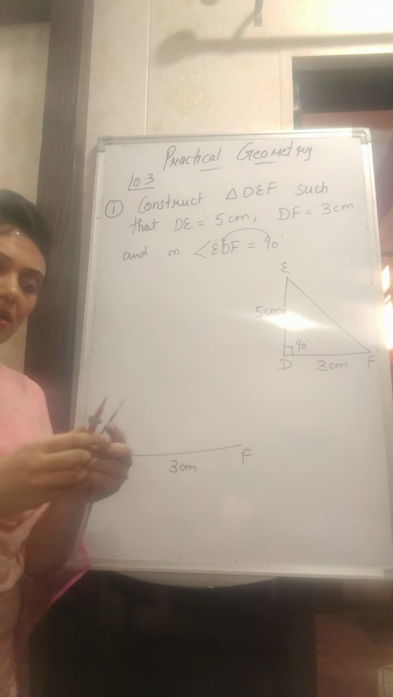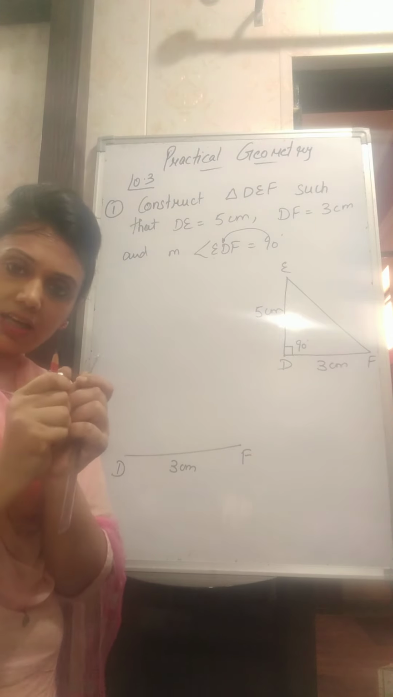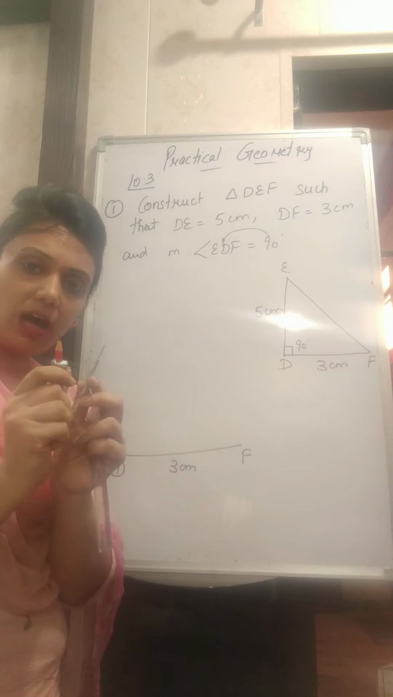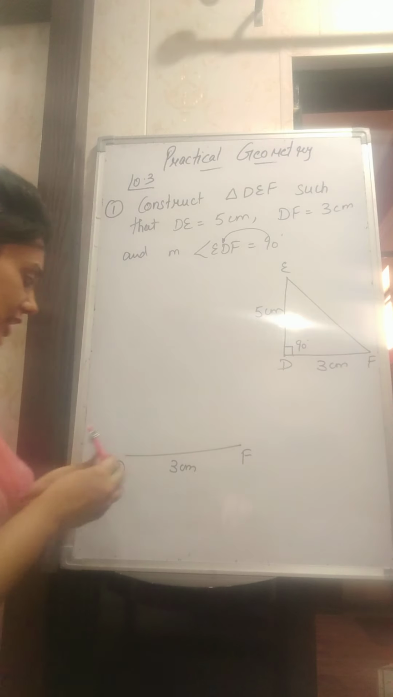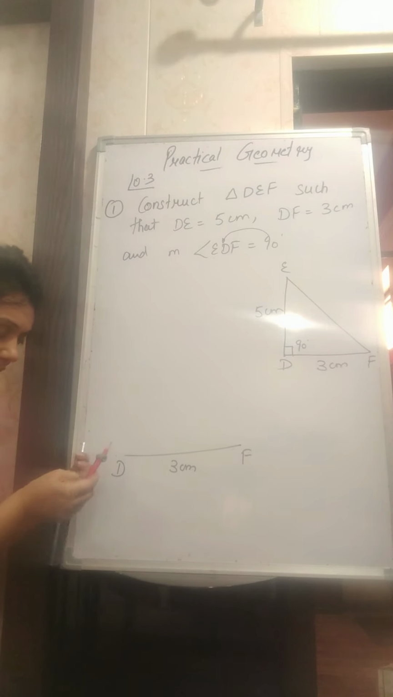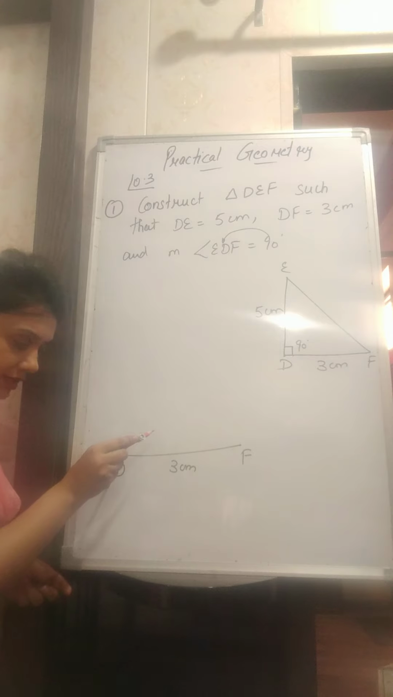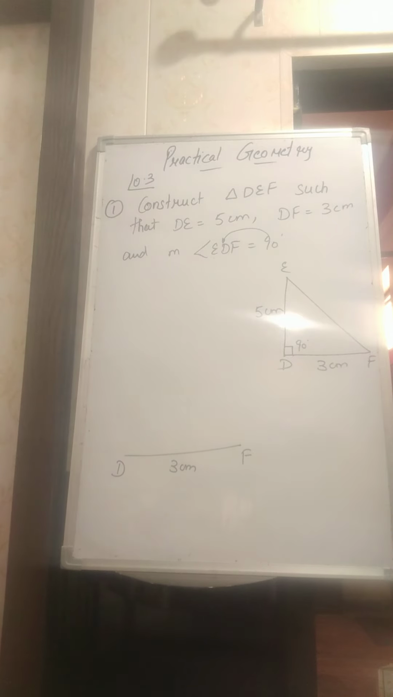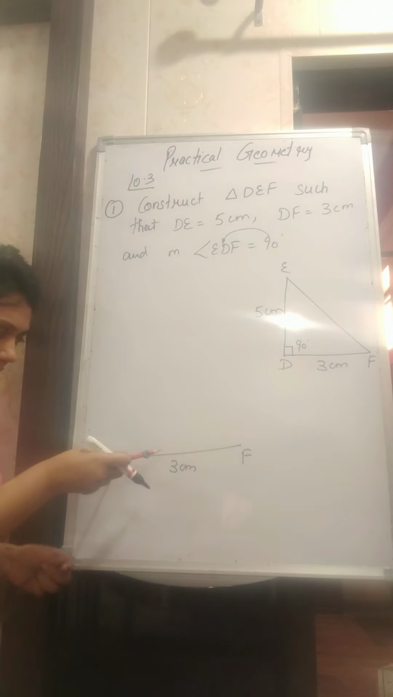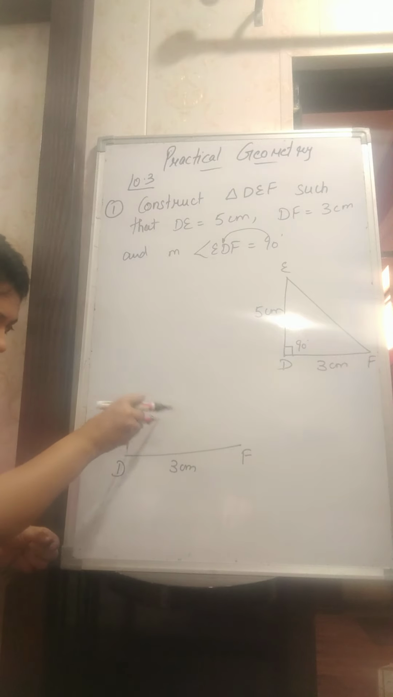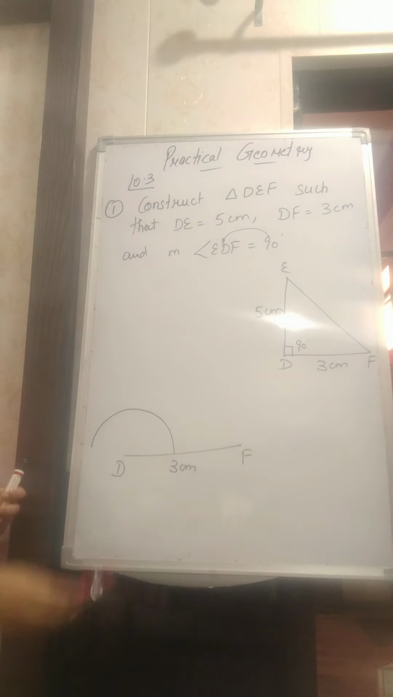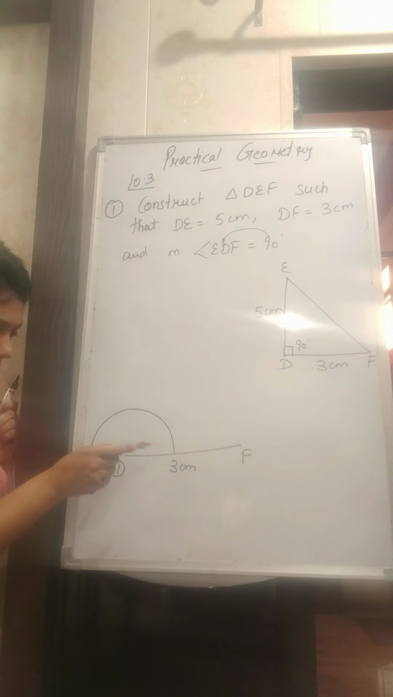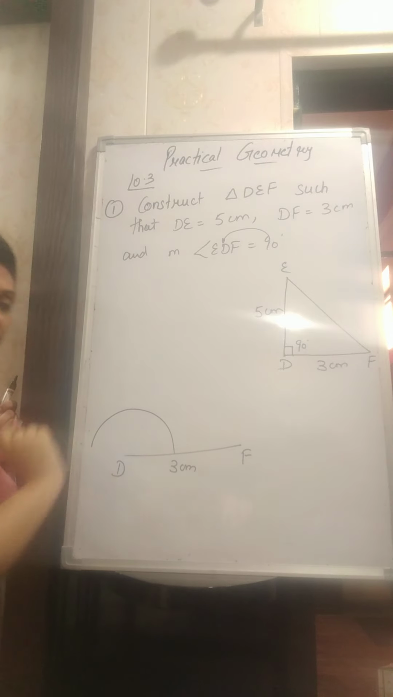Any radius means whether you open it a little or a little more, whatever is convenient for you, that much you have to open the compass. You have to open your compass of any radius and then you have to keep it at point D. You have to keep your compass at point D and then make an arc like this.